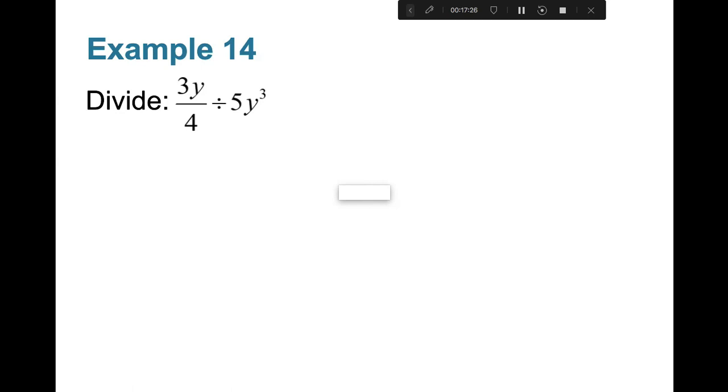So then we throw in some letters, some algebra into this. Yay. I have 3y over 4 divided by 5y to the 3rd power.